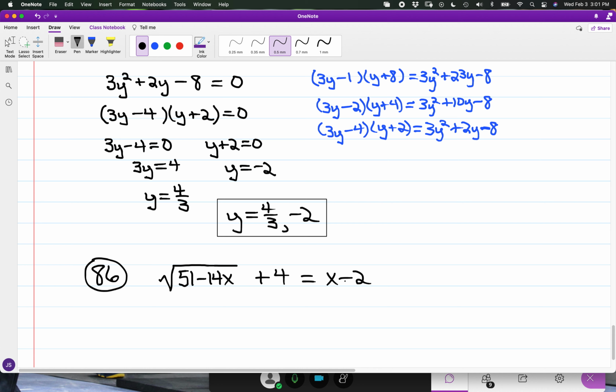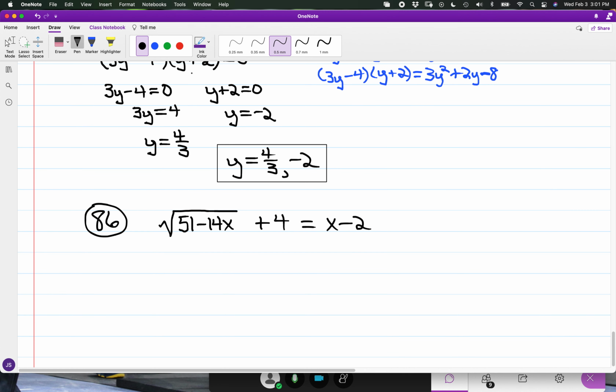And we're trying to find out if there is a solution for x where both sides will end up in agreement. I have a single radical term with the square root of 51 minus 14x, and the plus 4, I can just move to undo the addition and thus isolate the square root of 51 minus 14x. So we have the square root of 51 minus 14x equals x minus 2 minus 4, so we have x minus 6.